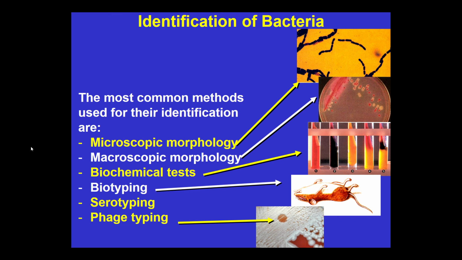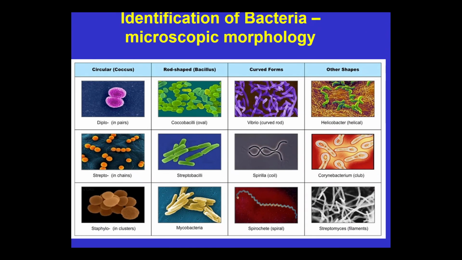So we identify it by looking at microscopic morphology, that is, what we see under the microscope. Then we can see the colonies, how they appear on the solid medium. Then we perform some biochemical tests to identify what kind of enzymes can be produced by this bacterium. And then we may perform a study of pathogenic properties, biotyping, serotyping, phage typing, and the others.